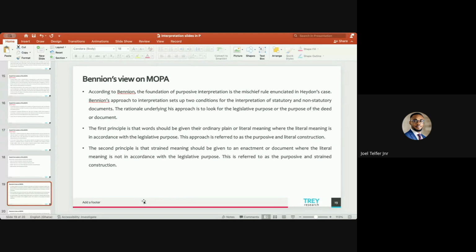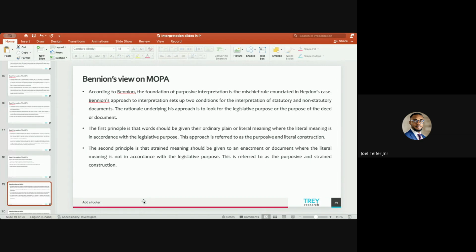Bennion's view is a much more straightforward and simple approach. He says that the MOPA is a two-step approach to be used by the court in determining the meaning of words used in the statute. And he posits that the MOPA is an offshoot of the mischief rule established in Heydon's case. We discussed Heydon's case yesterday, and his approach is two-legged.